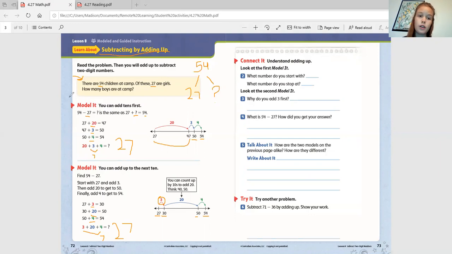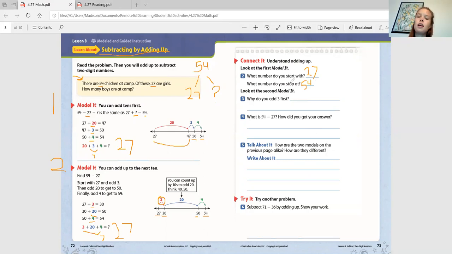If we're looking at the first model, this one's model 1, and this is the second one. So we're looking at just the first one for these questions. What number do you start with? We started with 27. I did the same thing right there. And what number do you stop at? 54. I start at one of my parts and I stop at my whole. I start and stop at the same numbers in our second model too.